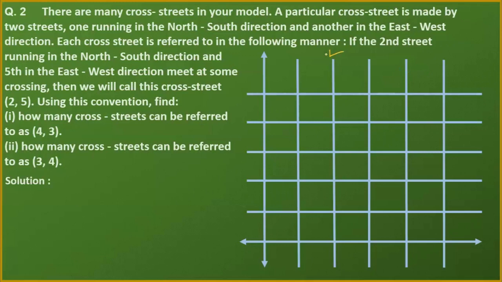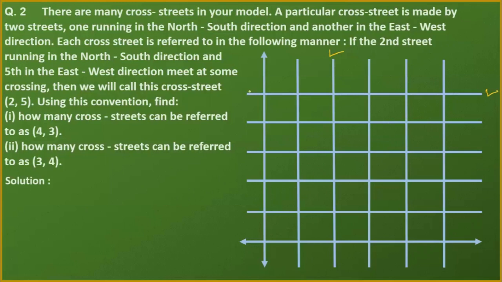Then similarly, the fifth in the east-west direction. So for the fifth, I start counting from this point: 1, 2, 3, 4 and 5. This will be my fifth road in the east-west direction. If they meet at some crossing, then we will call this cross street 2, 5.